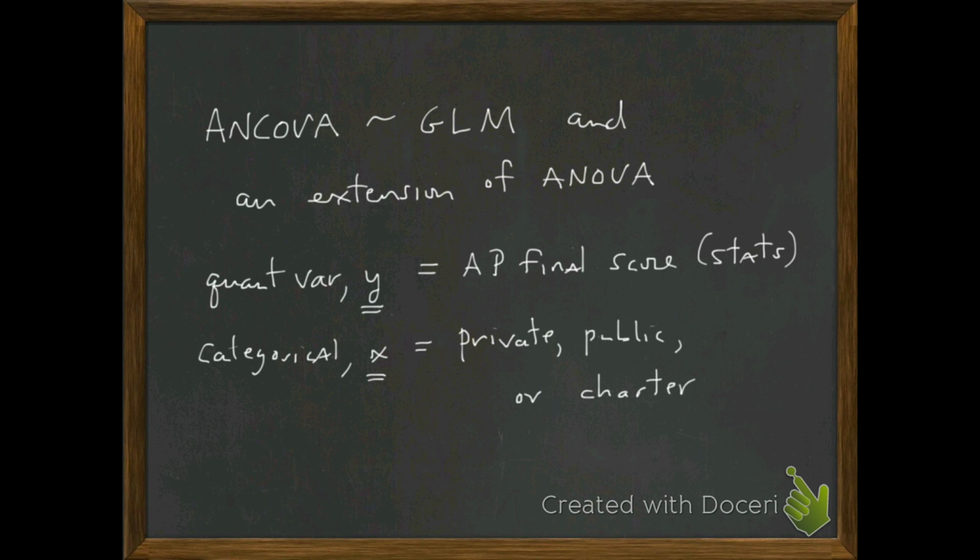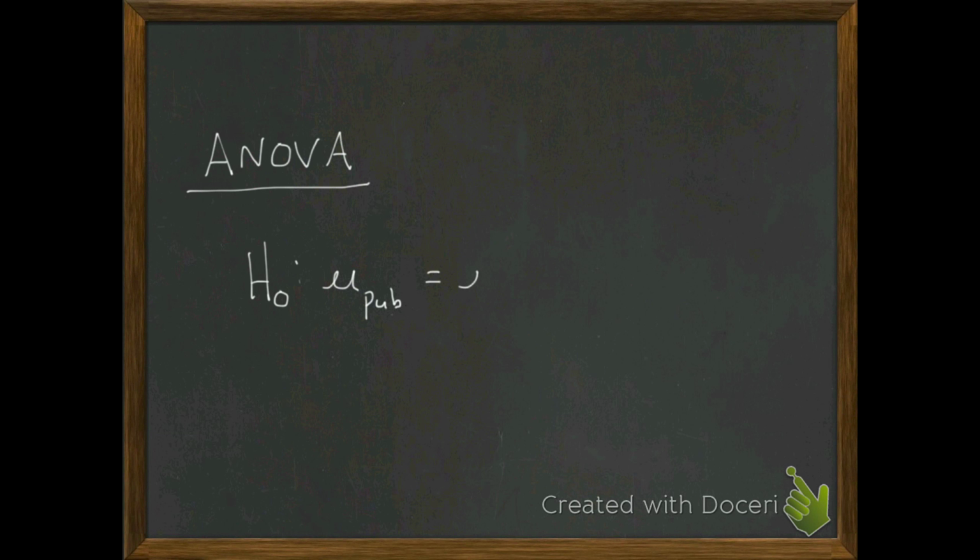Okay, guys, where are we? We're going to look at the difference of AP final test scores for statistics across private, public, and charter schools. Well, I would hope that you know by now that this is a classic ANOVA, right? We're going to compare group means for public, private, and charter schools. And our alternative, I'm not going to write it out, but we've seen this ad nauseum: at least one pair of means is statistically significant.